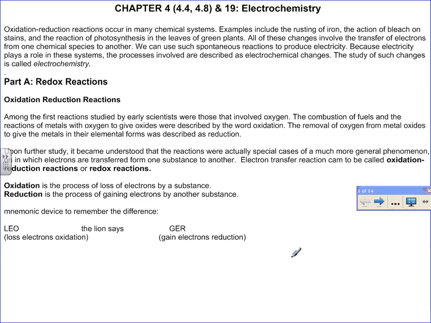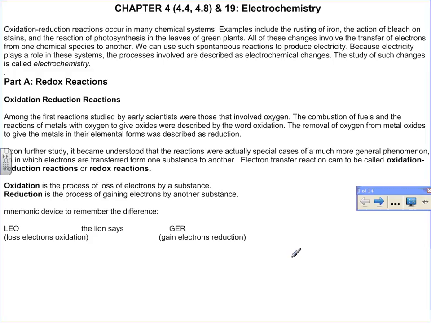In this unit, we will study electrochemistry, which is the study of reactions that involve electrochemical changes, and therefore they are systems that involve electricity. We're looking at spontaneous reactions that actually produce electricity, or non-spontaneous reactions that need electricity in order to occur. The basic reactions that are occurring here are called oxidation-reduction reactions.